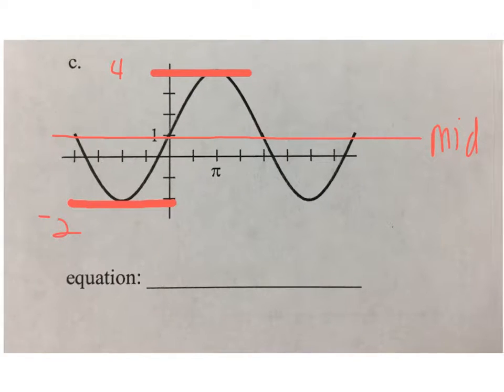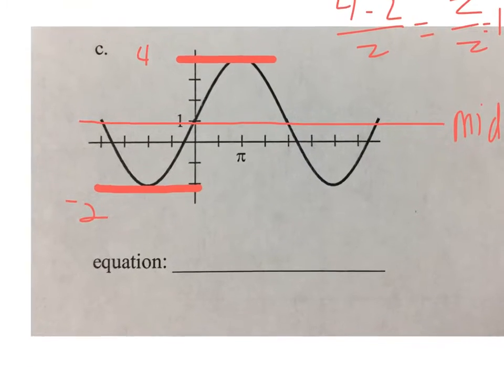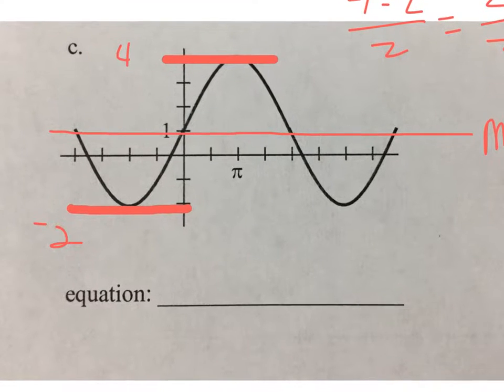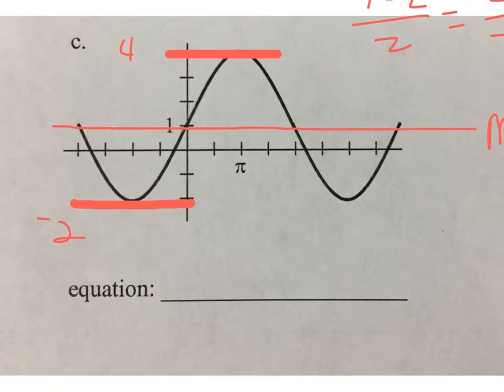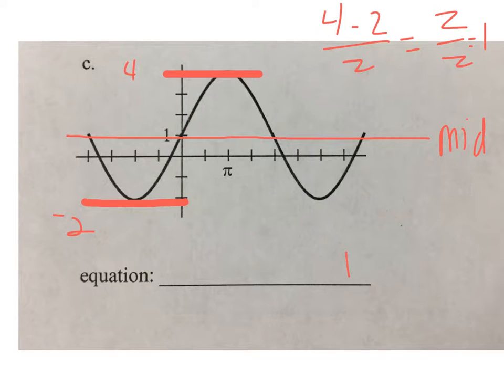Okay, we can find that by the average. 4 minus 2 divided by 2 is 2 over 2, which is positive 1. Just take your maximum and your minimum and find the average of those two values, or find the middle of them. Okay, so we have a midline of 1. That is our vertical shift. So we'll put a plus 1 at the very end of our equation. That's where we get the middle.